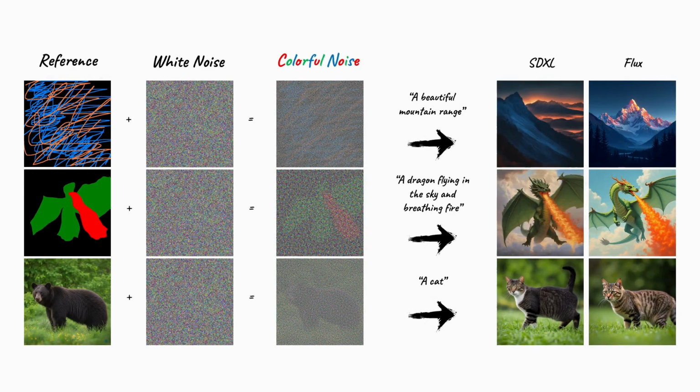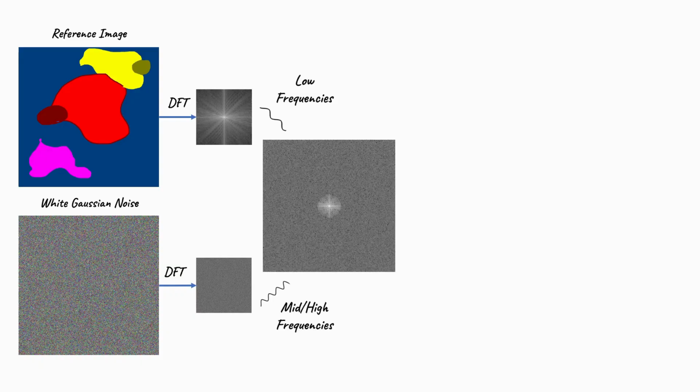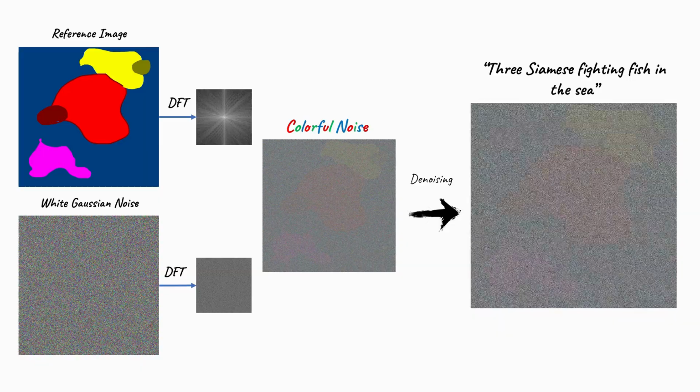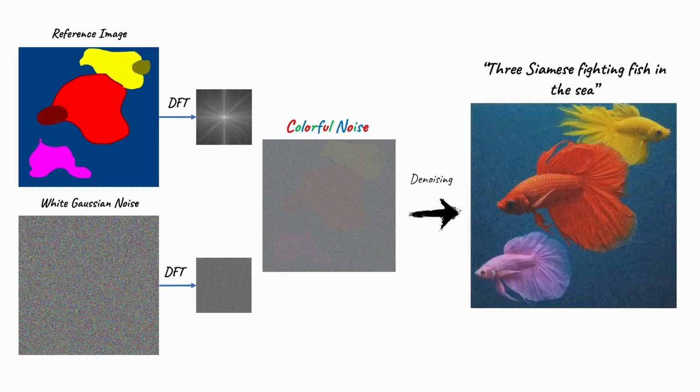To this end, we introduce colorful noise, a simple training-free method that conditions the latent noise toward the structure and color layout of a guiding image. The idea is simple. We first transform both the image and the noise into the frequency domain using the discrete Fourier transform. We then replace the low-frequency components of the white Gaussian noise with normalized low-frequency information from the guidance image and invert the signal back to pixel space. The resulting noisy image, which we call colorful noise, is then used as input to the diffusion process without changing anything else. As we can see, the resulting image aligns with both the text prompt and the color scheme and structure of the reference image.